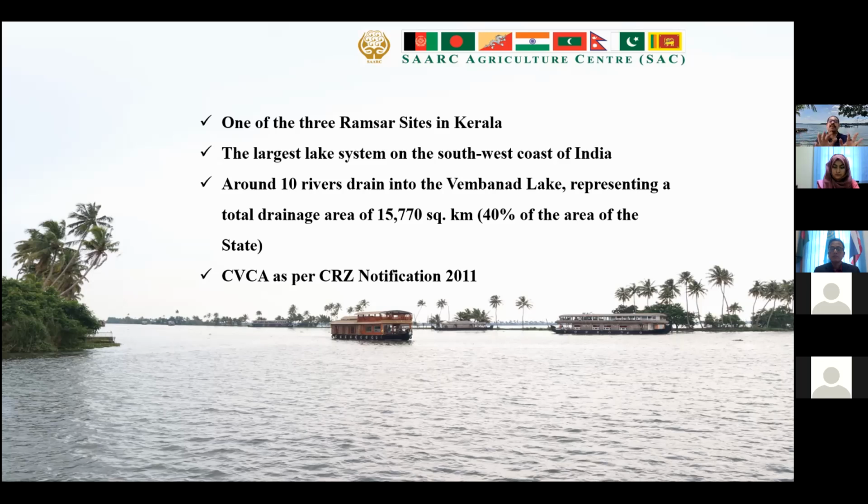The area being a Ramsar site, it has to be conserved, but at the same time, we cannot disturb the livelihood of the people because a lot of people are residing in and around the lake. So it is coming under the CRZ notification 2011 as CVCA, a critically vulnerable coastal area. But at the same time, the people have to be promoted for their own livelihood and related activities, and water is the most important resource here.